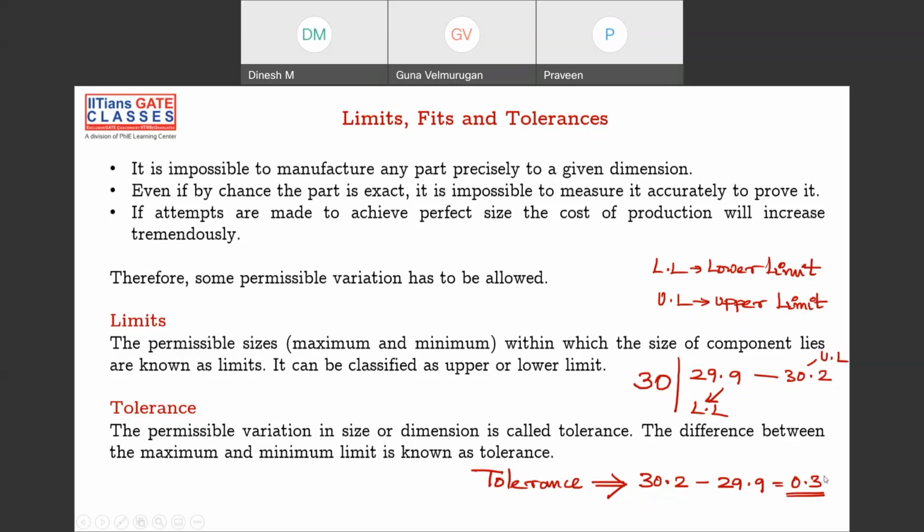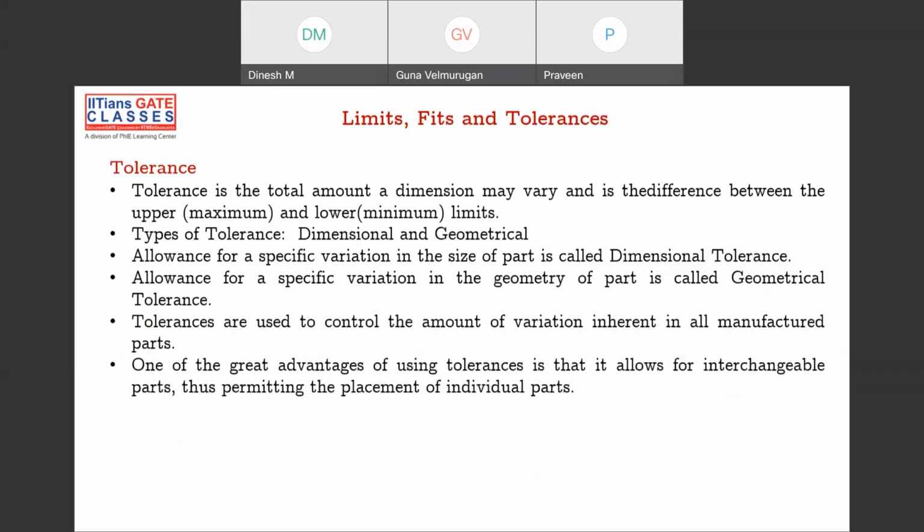So I can say this object can be manufactured with a tolerance of 0.3. But if you say tolerance alone, you will not know whether it can go 0.3 in the upper limit, or come down by 0.3 in the lower limit, or whether the upper and lower limits are splitting this 0.3. We don't know. So obviously, to know that, limits are very important. From limits, you can calculate the tolerance. Tolerance is about the total amount the dimension will vary, the difference between the upper and maximum. I told you already.